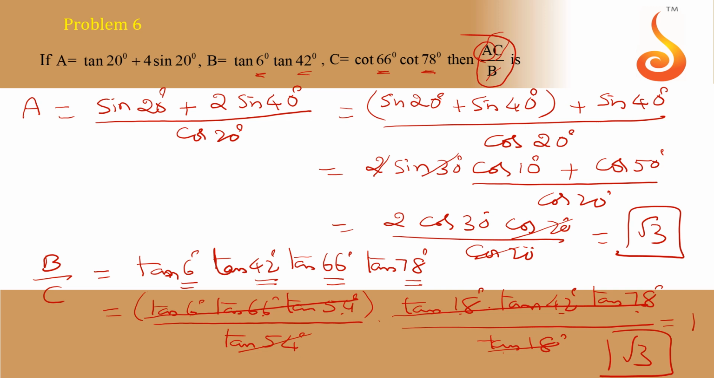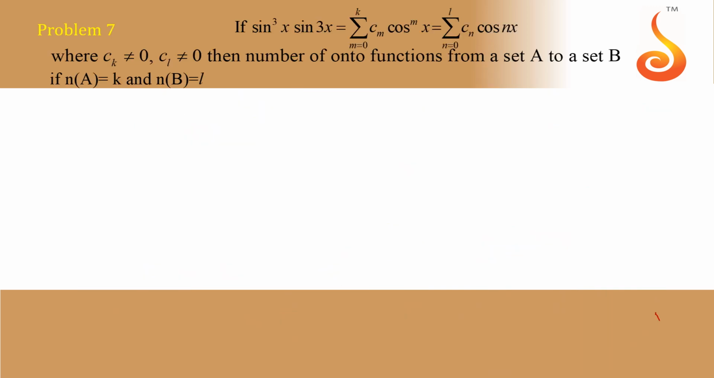Okay, let us go to problem number 7. If sin cube x sin 3x is equal to sigma m equal to 0 to k cm cos power mx, that is equal to sigma n equal to 0 to L Cn cos nx, where Ck and CL are not equal to zero, find the number of onto functions from set A to set B, where n of A is k and n of B is L.